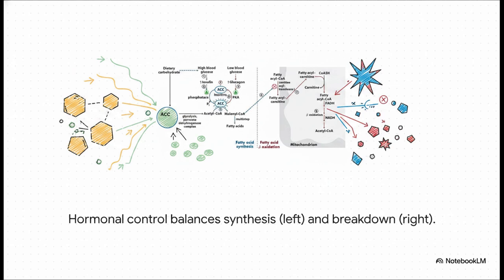After you eat a meal, your blood glucose goes up, which triggers insulin. Insulin's job is to tell the cell to store that extra energy, so it flips the switch to on for making fat. On the other hand, when blood glucose is low, the hormone glucagon comes out. It flips the switch to off, shutting down synthesis so the body can burn the fat it already has for fuel.